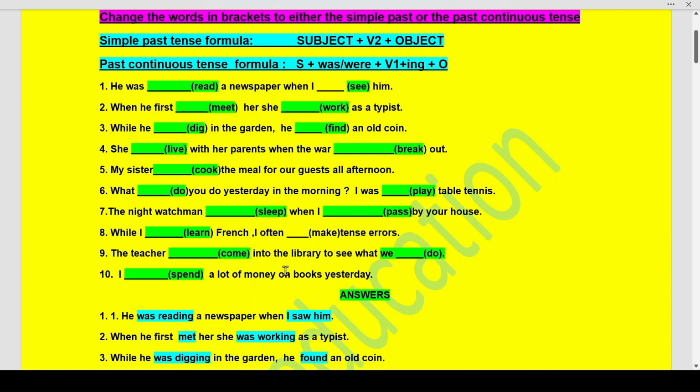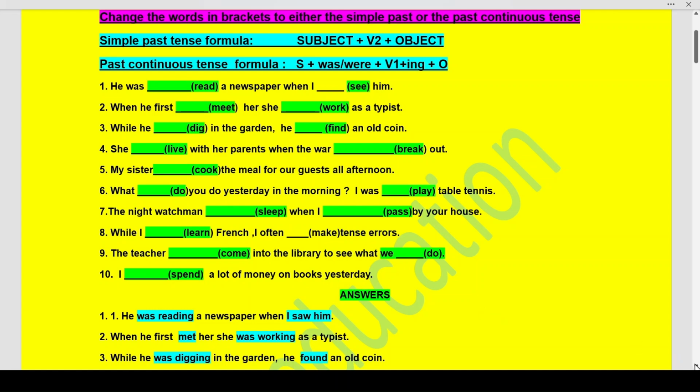The teacher came into the library to see what we were doing. Come becomes came. It is in the past continuous tense. I spent a lot of money on books yesterday. Yesterday is in the past, so I spent a lot of money on books yesterday.